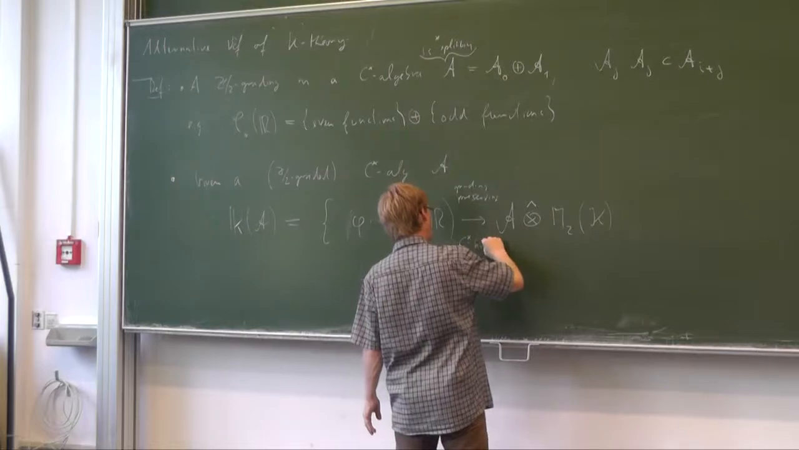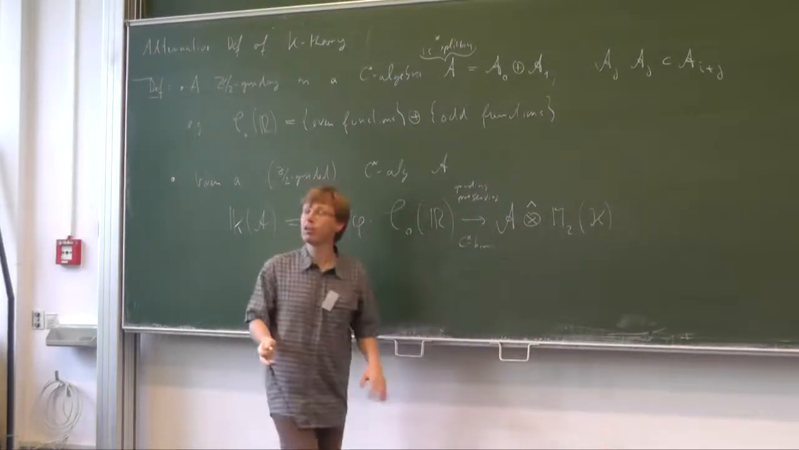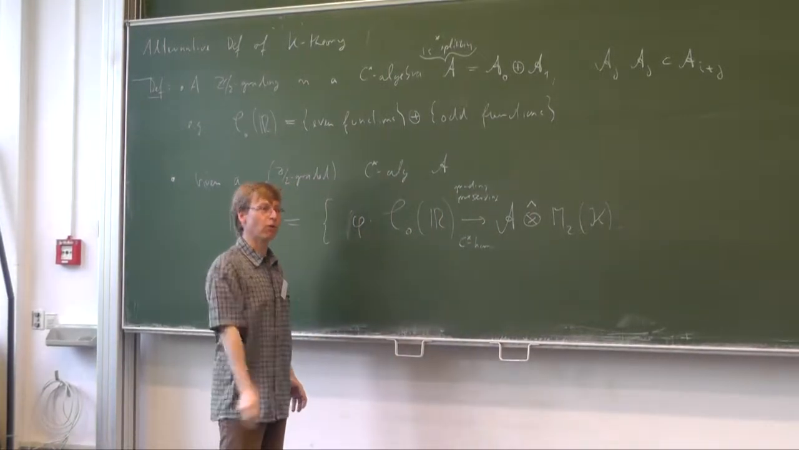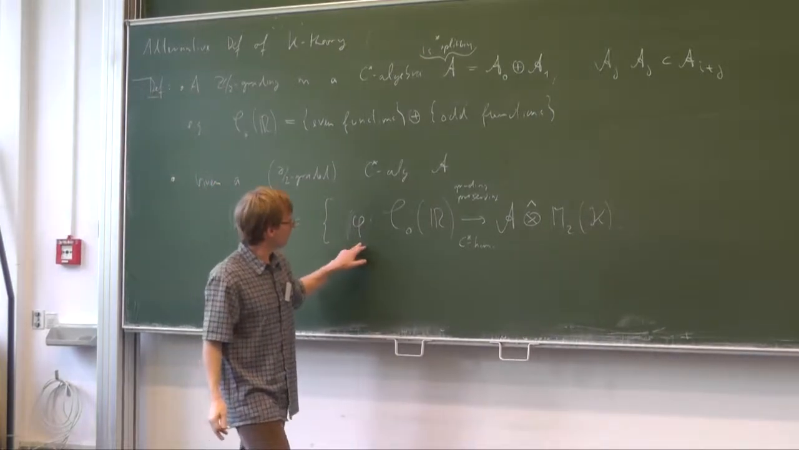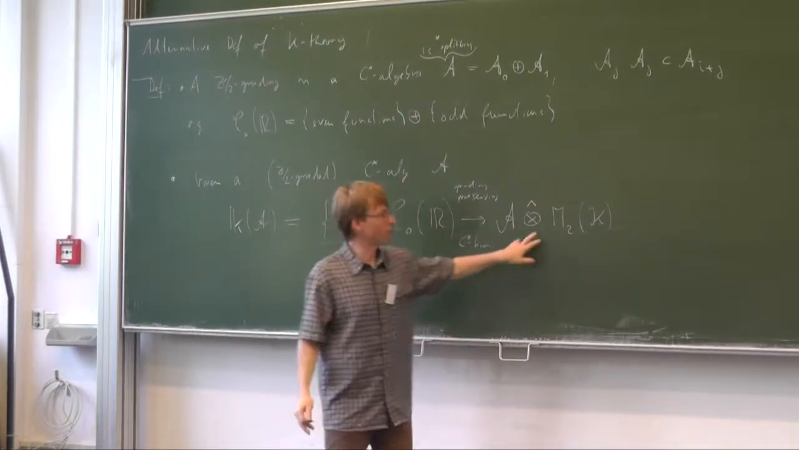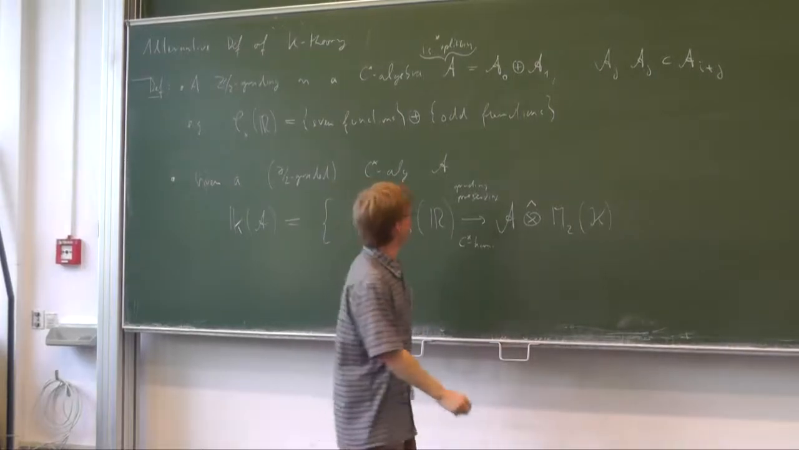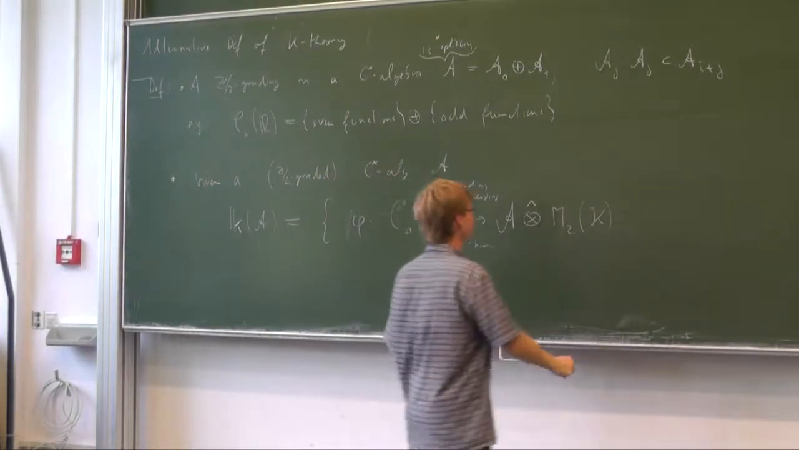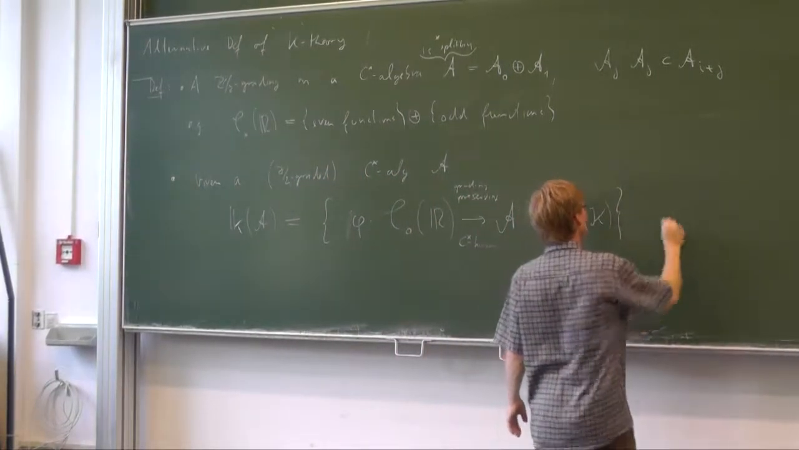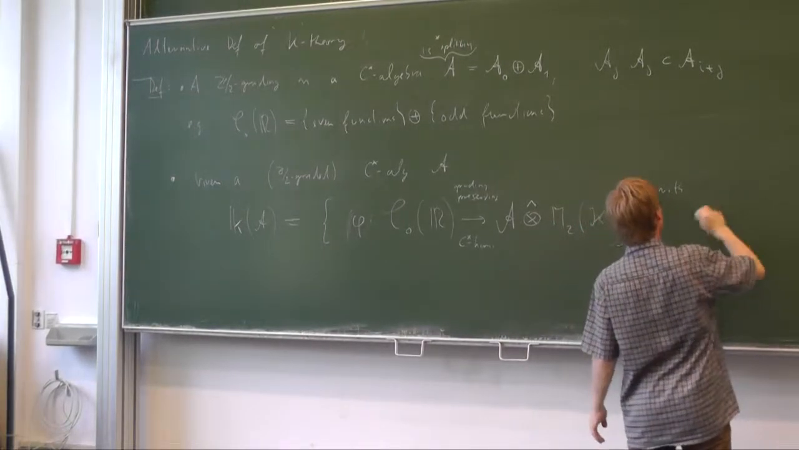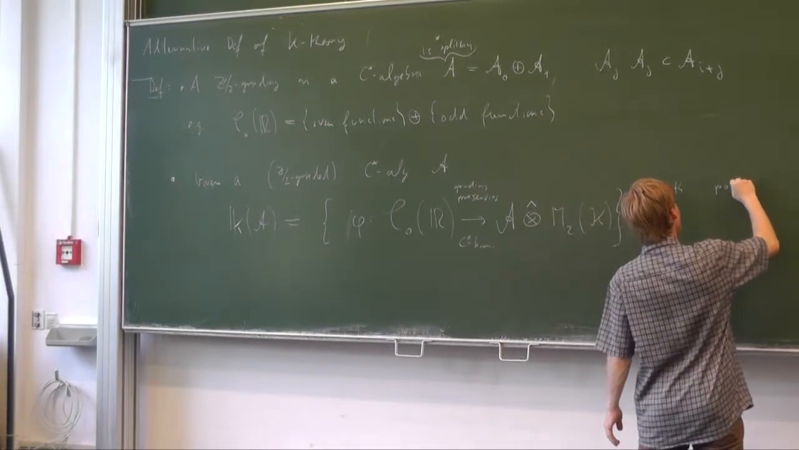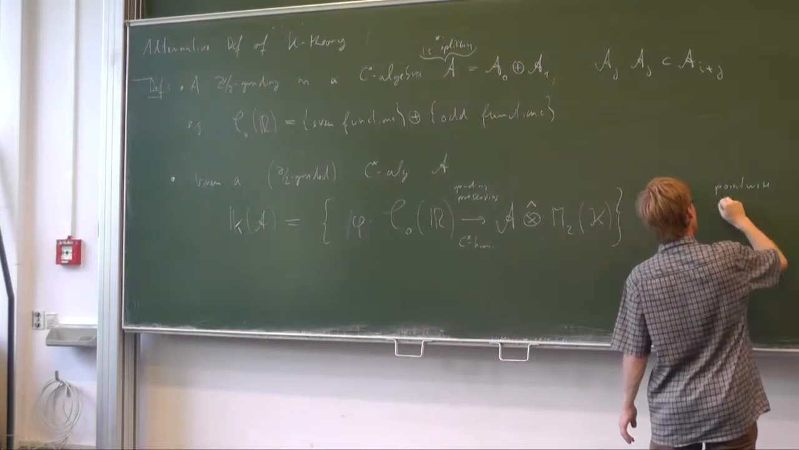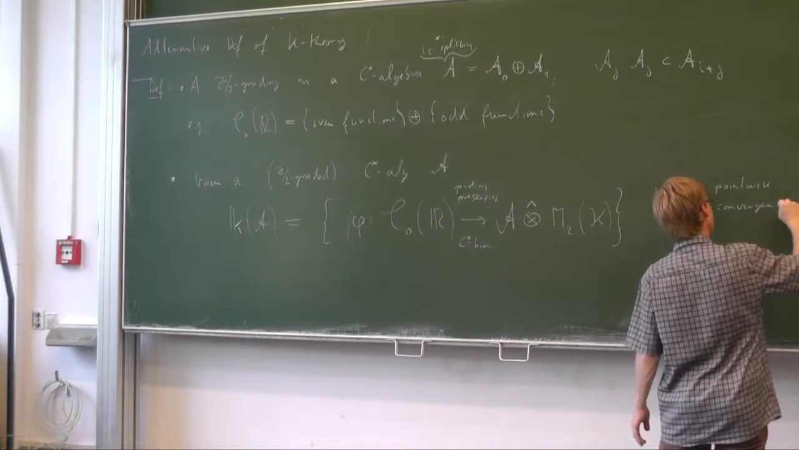C-star homomorphism. Both are C-star algebras, so I can talk about the C-star algebra homomorphisms. That means to each f I get an element in here and it's a homomorphism. Now that's as a set, and it gets a topology with pointwise convergence.